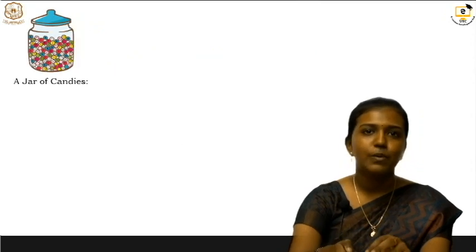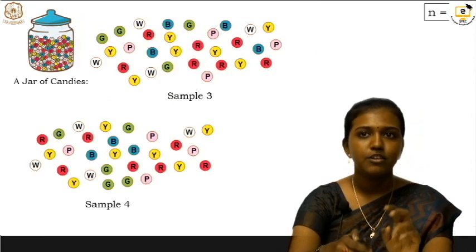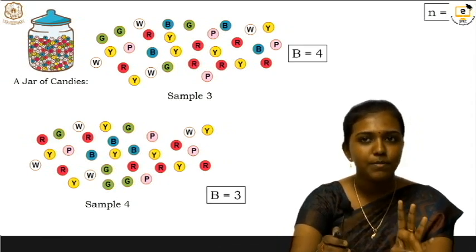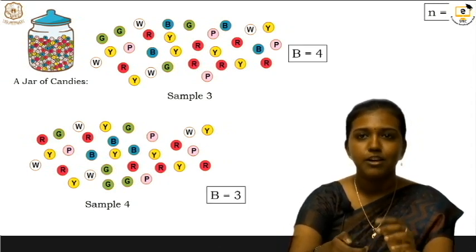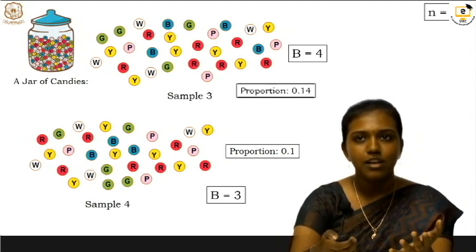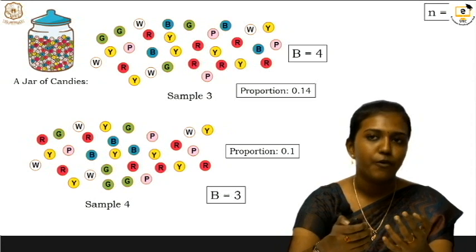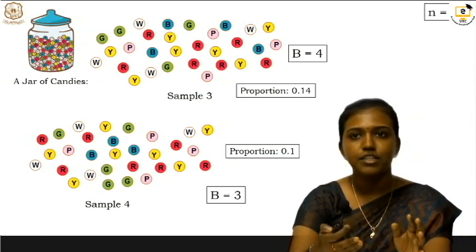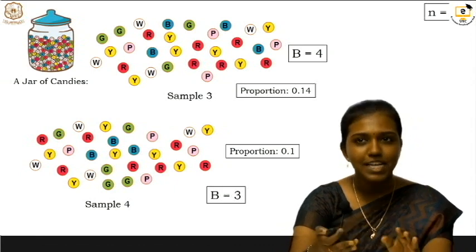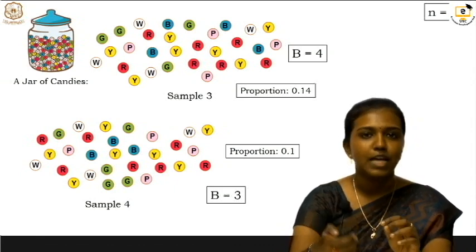Fine. So let's take 2 more samples, sample 3 and sample 4. In sample 3 we have 4 Bs, and in sample 4 we have 3 Bs. So calculating the proportion, sample 4 has a proportion of 0.1 and sample 3 has a proportion of 0.14. Okay, 10% of the population in sample 4 is Bs, and the same goes for sample 3.